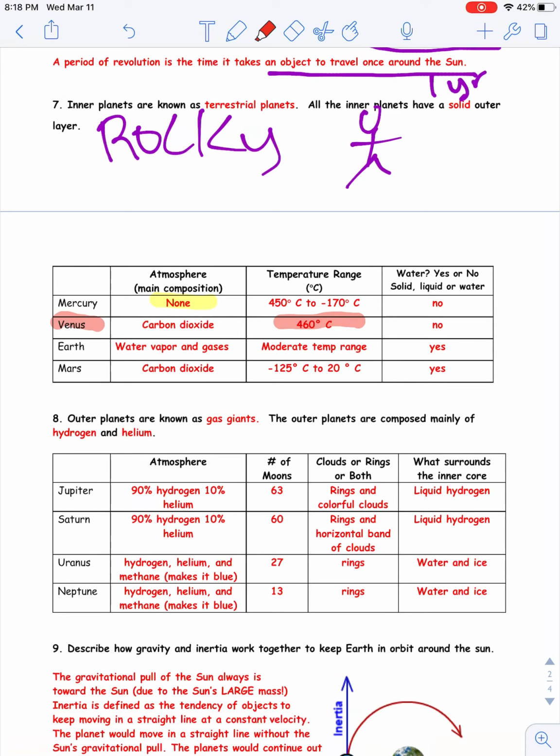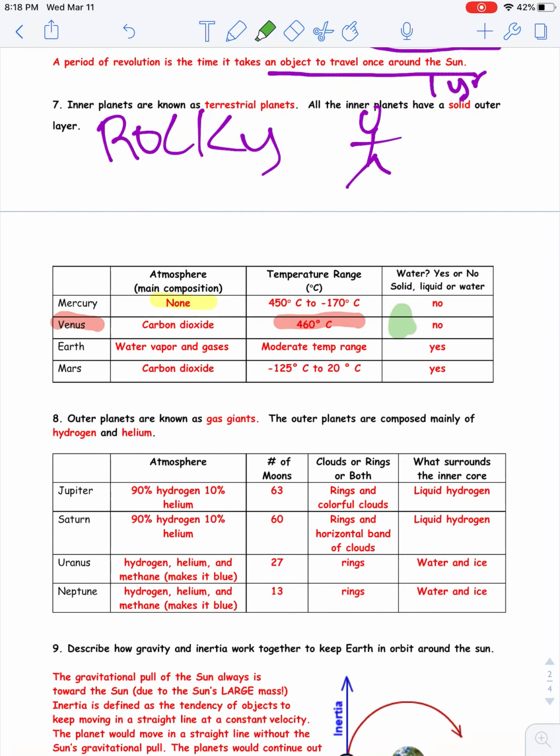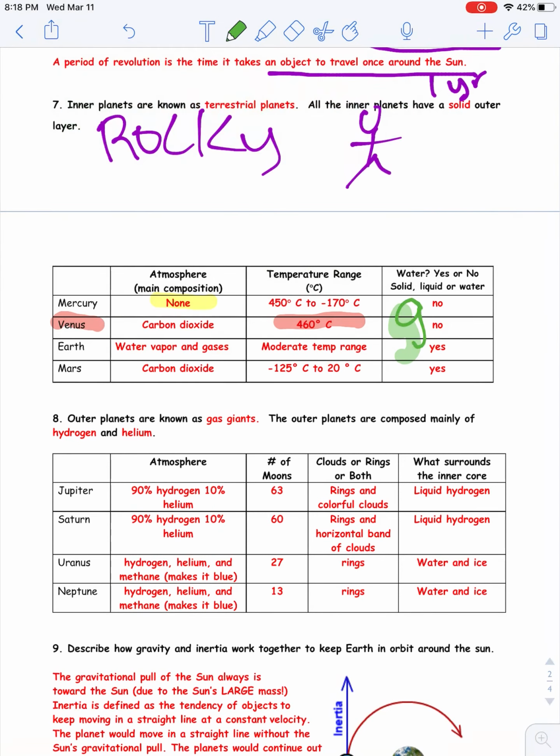460 degrees Celsius. And that is due to this greenhouse effect that we've got going on here with the atmosphere. Carbon dioxide, ooh, that's not a good one. Carbon dioxide trapping those gases, trapping the CO2 gases like a blanket and trapping them all in there and creating a very, very hot environment. So the atmosphere of Venus is carbon dioxide.